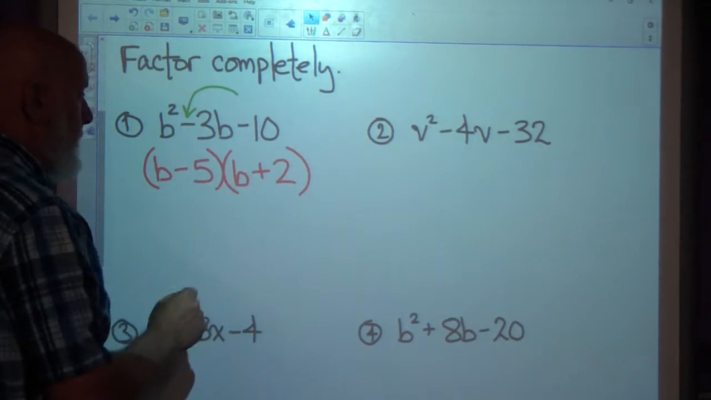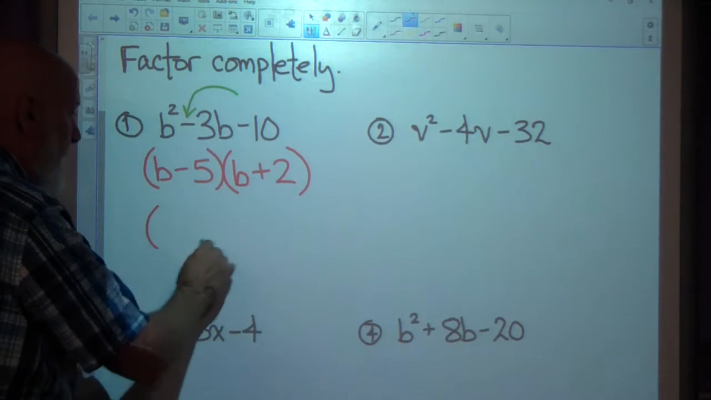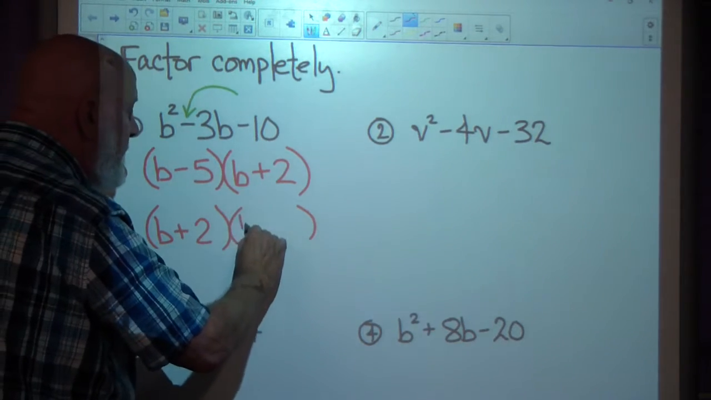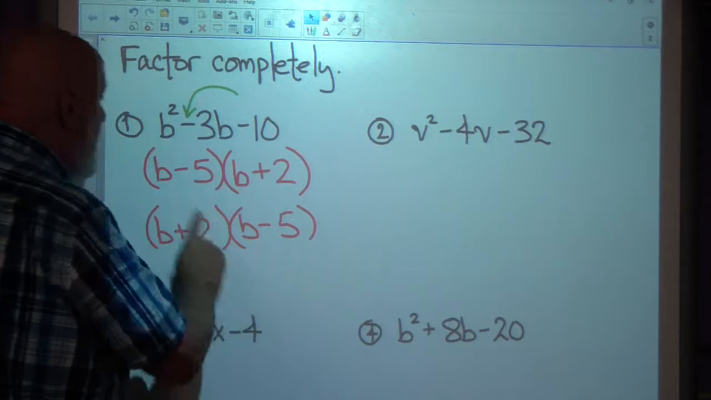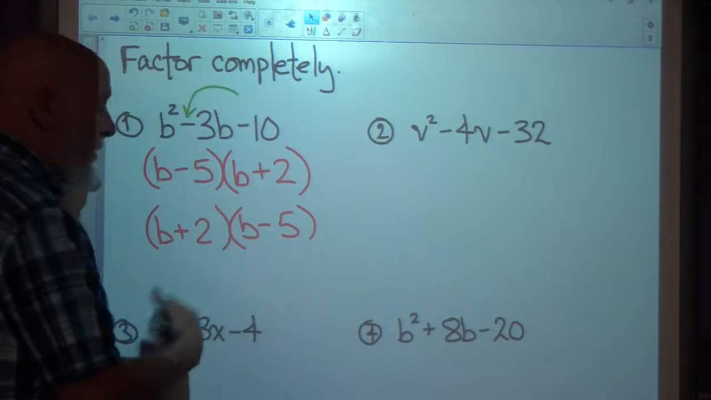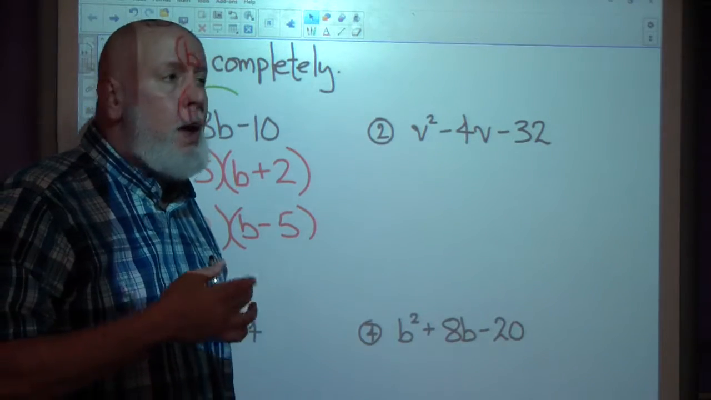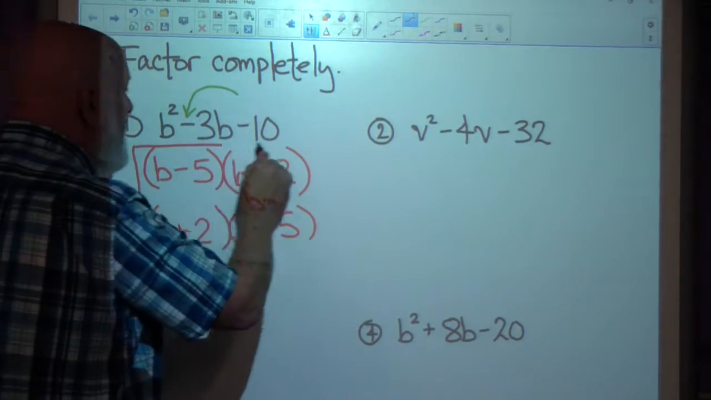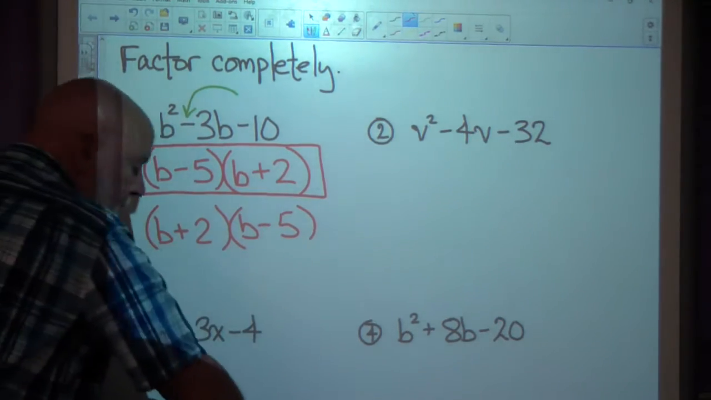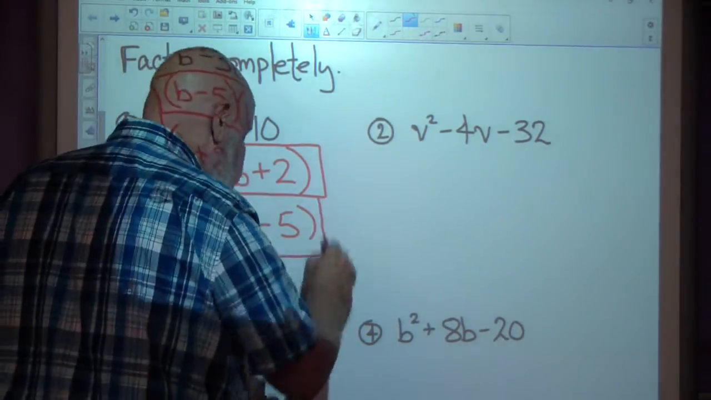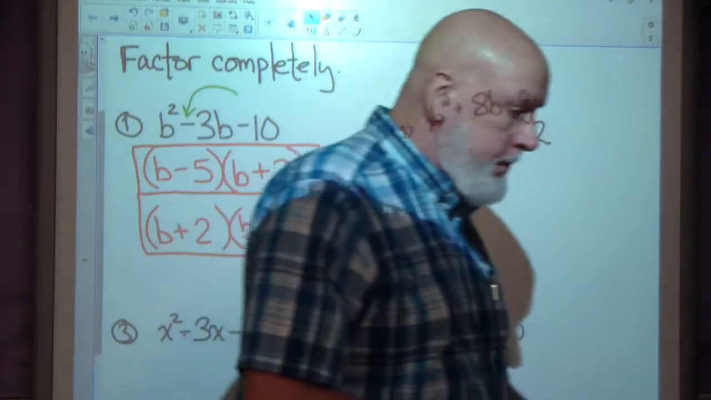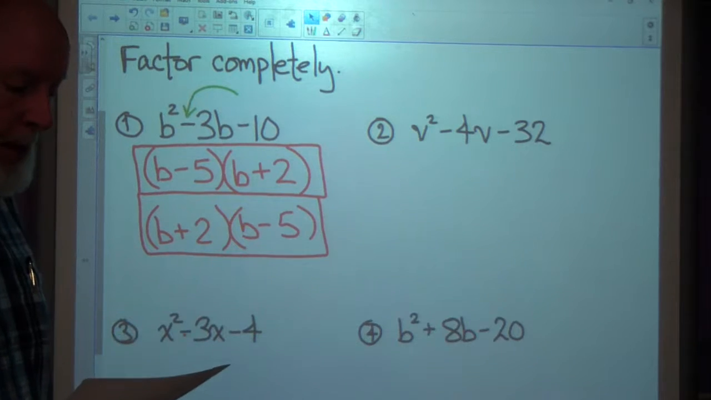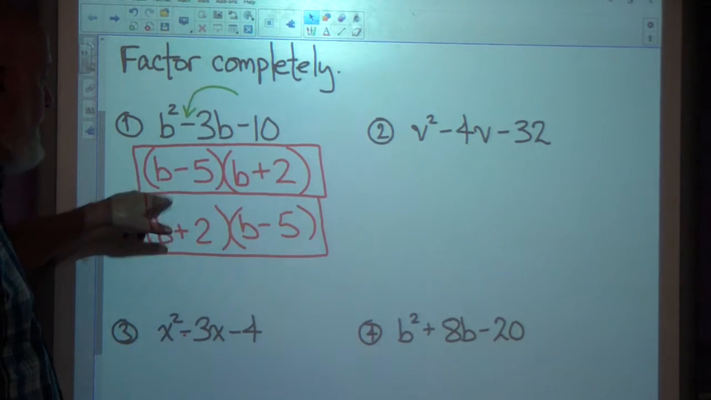It's a binomial times a binomial. And I want to let you know that it doesn't matter what order we put our factors in. We could write this correct answer like this and it would still be correct. Just like 2 times 3 is 6, 3 times 2 is 6. The order of the factors doesn't matter. Okay, so either one of these is correct unless I've made a mistake. And let me see if I got the answer right. Should have a key around here somewhere. b plus 2, b minus 5. The quantity b plus 2 times the quantity b minus 5.